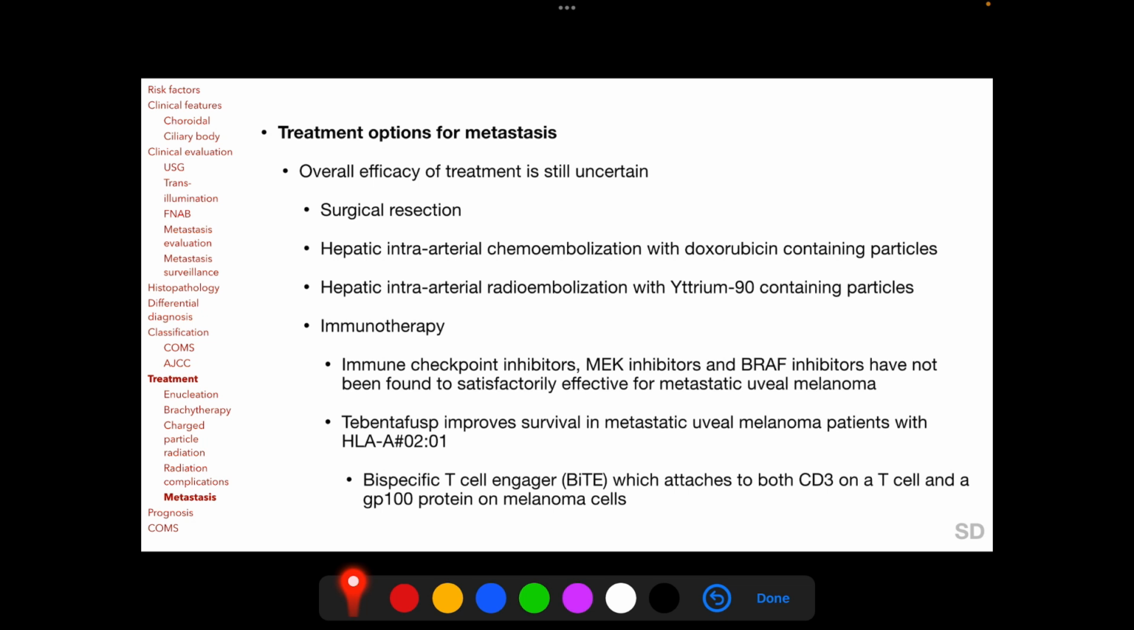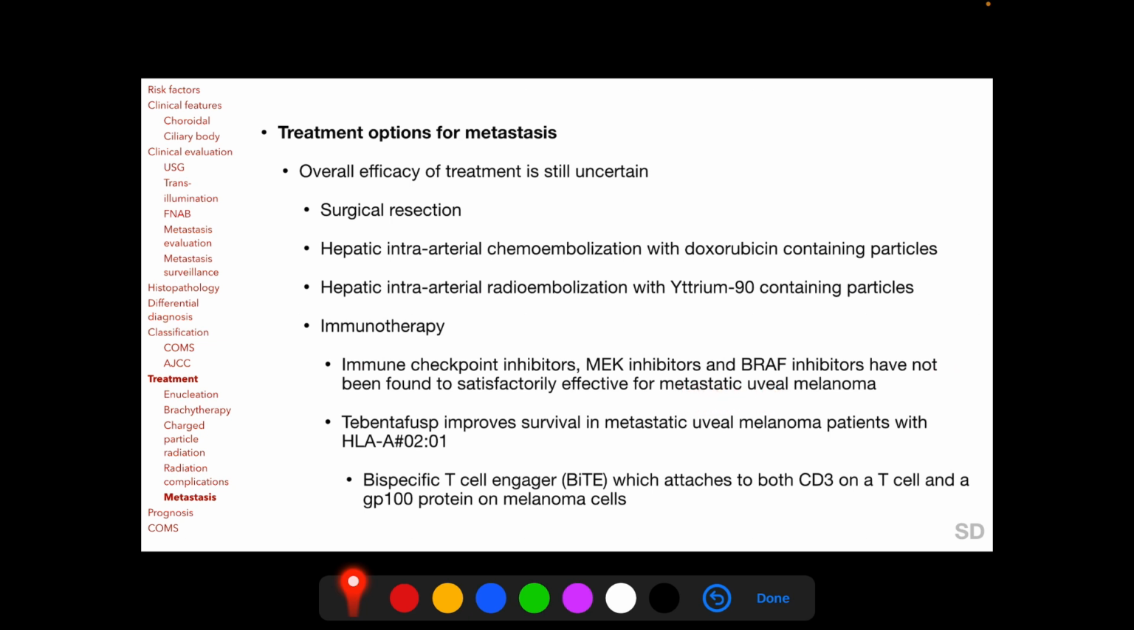Treatment options for metastasis of choroidal melanoma are limited, and overall efficacy of treatment for metastasis is still uncertain. The treatment options include surgical resection of the metastatic tumor, hepatic intraarterial chemoembolization or radioembolization with particles containing chemotherapeutic or radiotherapeutic agents, and immunotherapy. Immune checkpoint inhibitors, which we have mentioned in the treatment of cutaneous melanomas of the eyelid, have not been found to be satisfactorily effective for metastatic uveal melanomas.